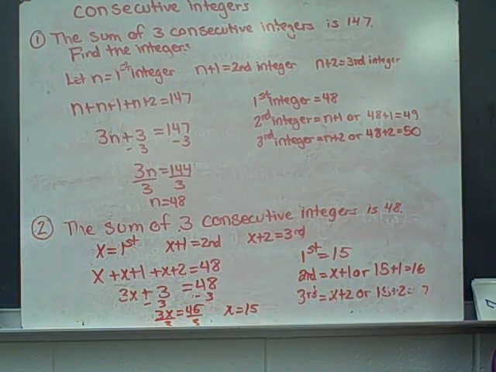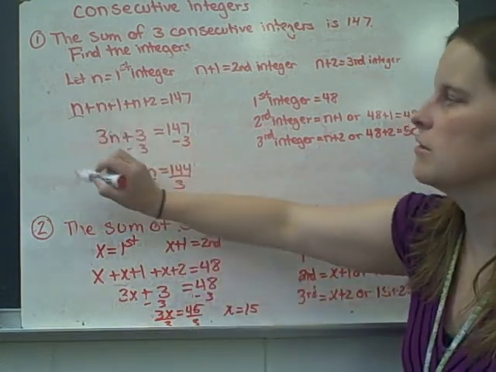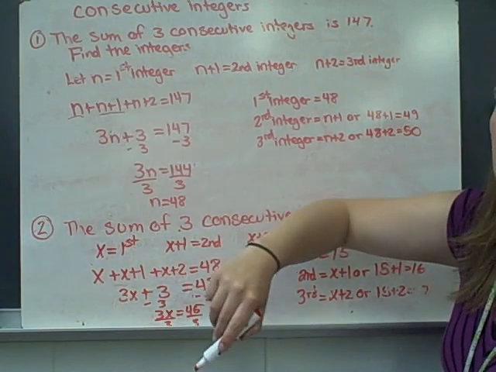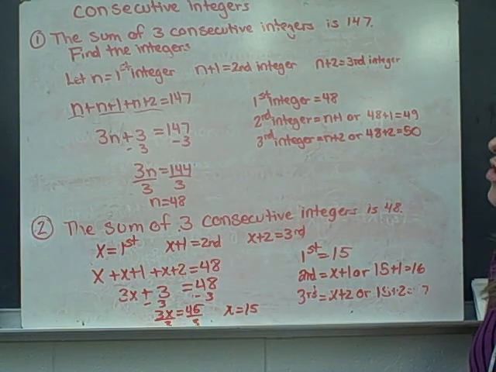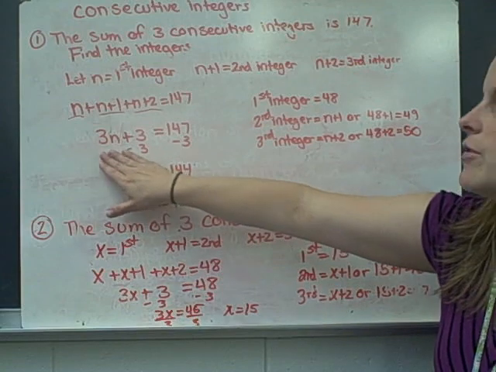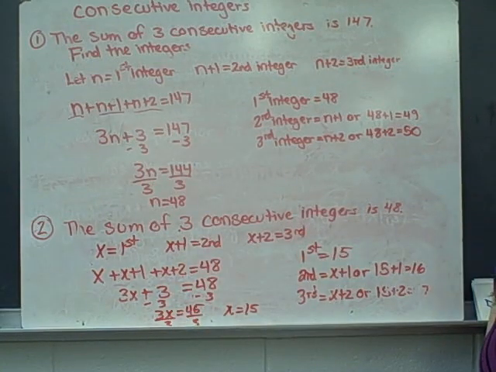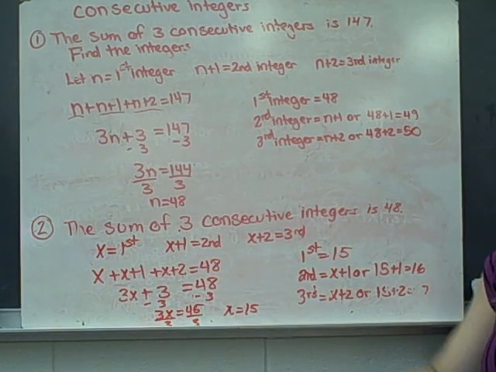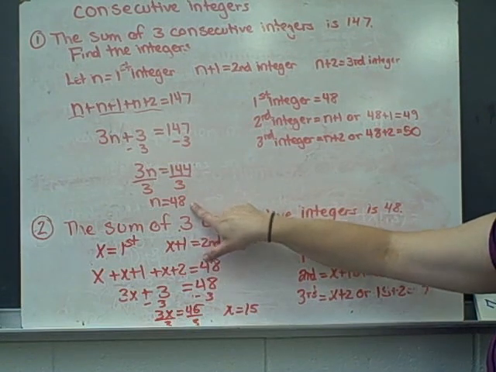If I know that the sum, meaning I add them all up, equals 147, I can say my first integer, which is n, plus my second integer, n plus 1, plus my third integer, n plus 2, gives me 147. If I were to solve this, I have 3n plus 3, remember I'm combining like terms there, equals 147. Subtract 3 from both sides, 3n equals 144, and n would equal 48.